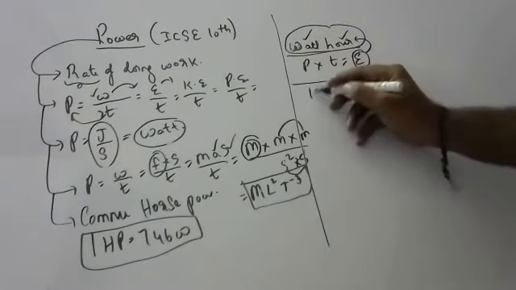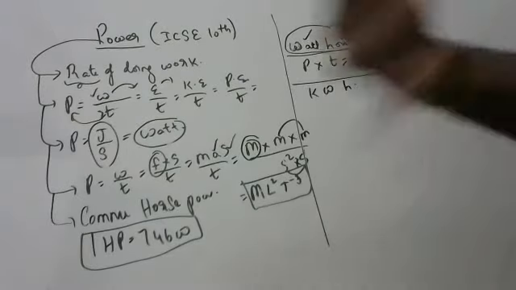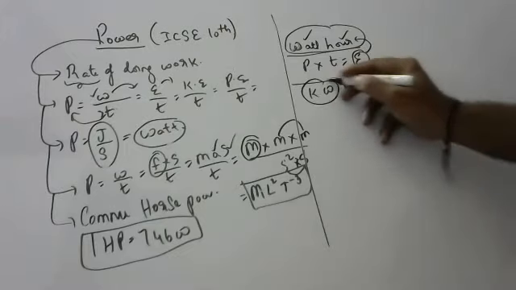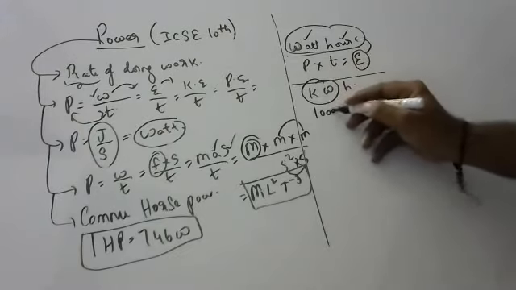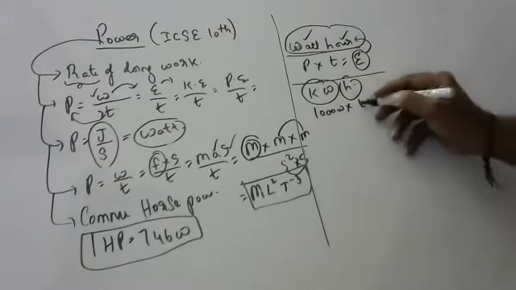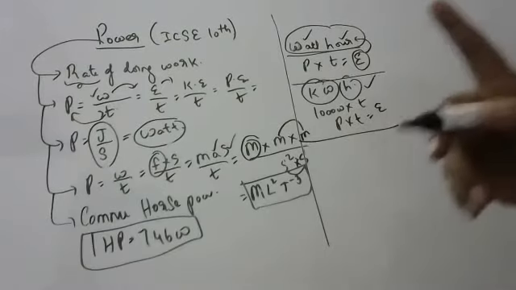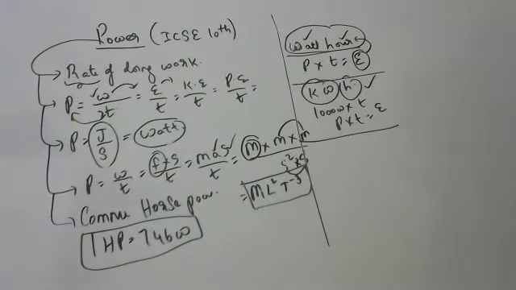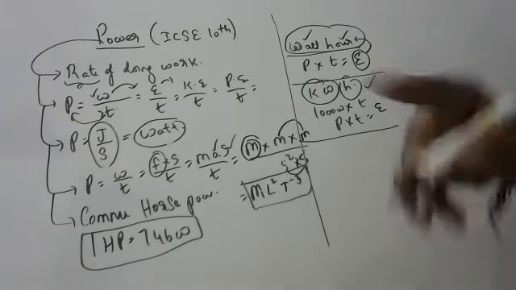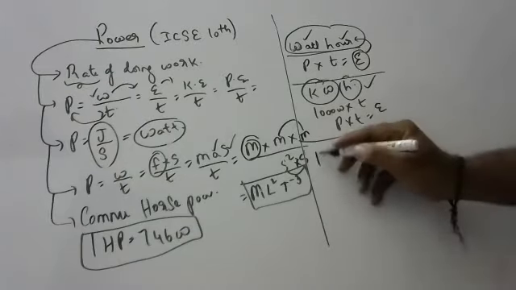And some people will say kilowatt hour. Kilowatt hour is also no problem, children. Kilowatt means 1000 watts, hour means time. So power into time is again energy only. Kilowatt hour is the unit of electrical energy which we consume in our houses, children. Just a small discussion about kilowatt hour.